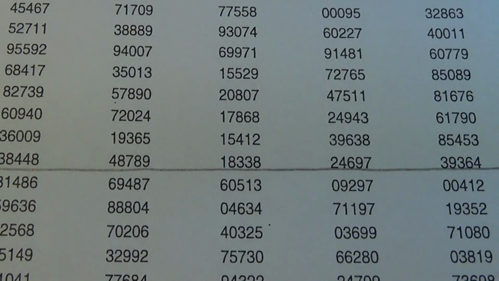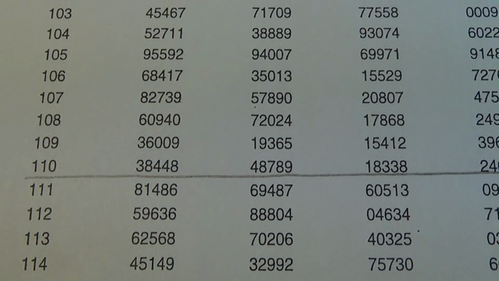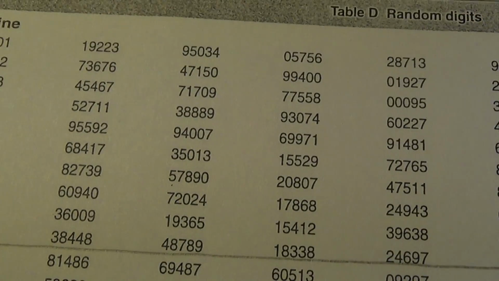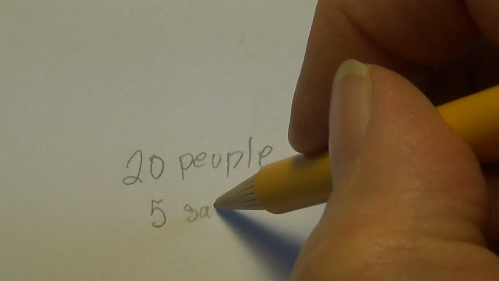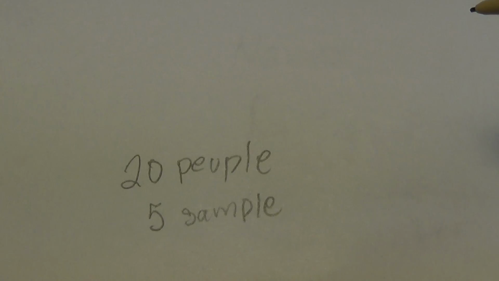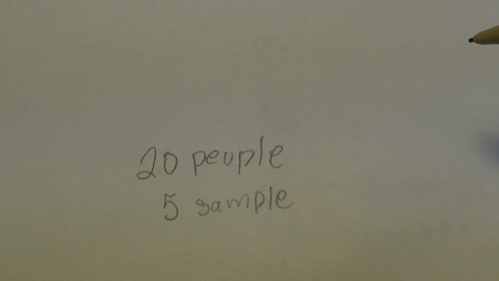All right, let me zoom in. The first step in using this randomized table is to assign everybody in your population a number. So I mentioned that. Say we have 20 people and we want a sample of 5. So we want 5 in our sample, 20 in our population. So I'm going to give each person a number. The first person is 01, 02, 03, on down to 19 and 20.